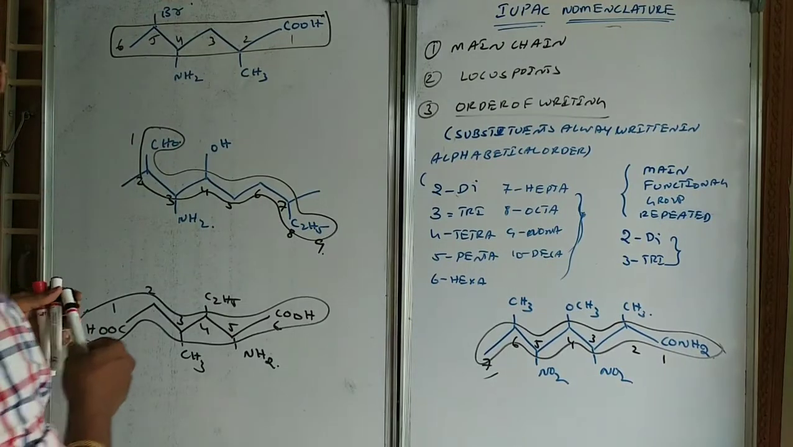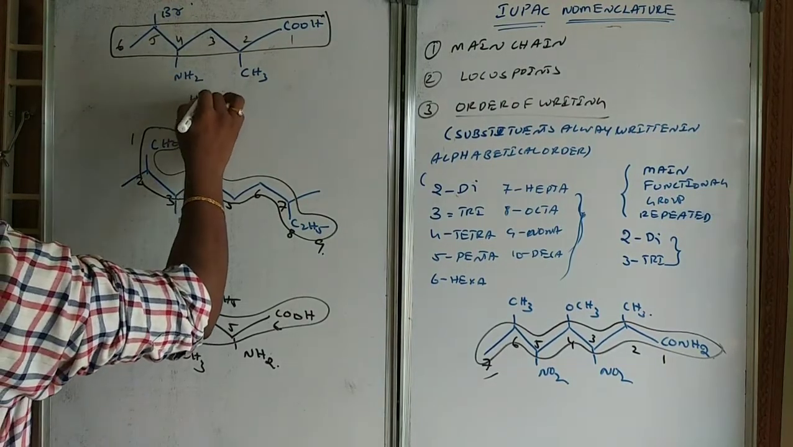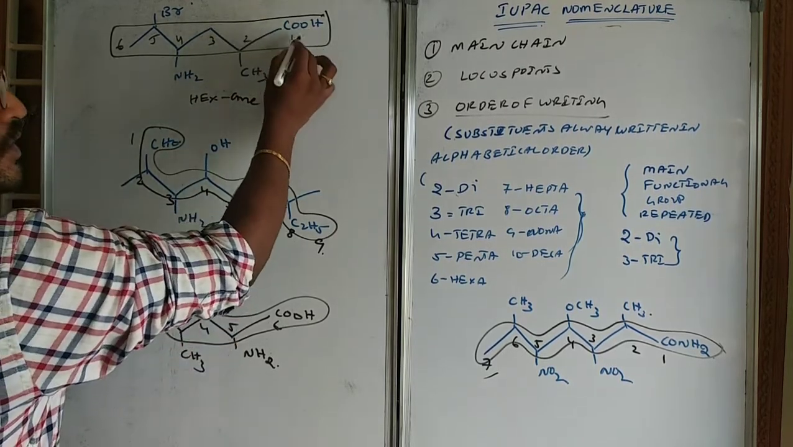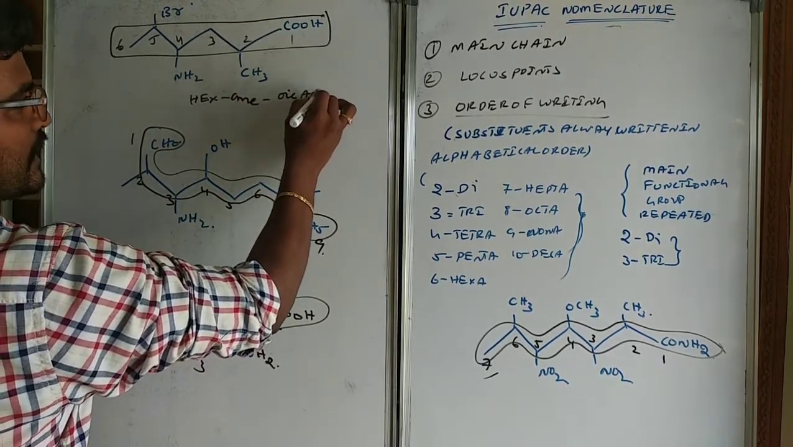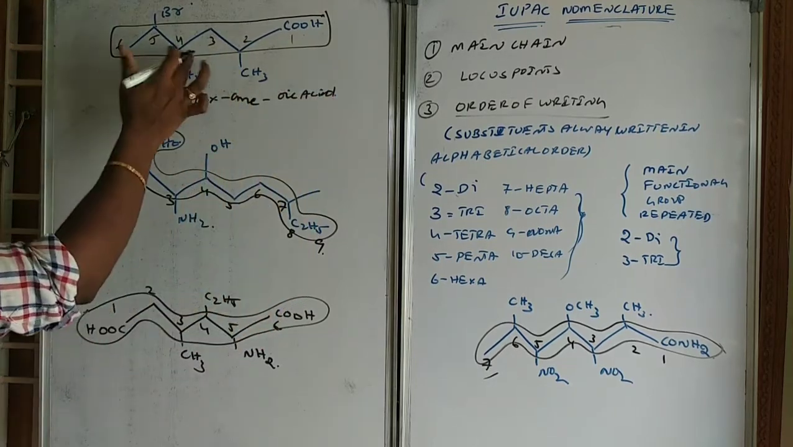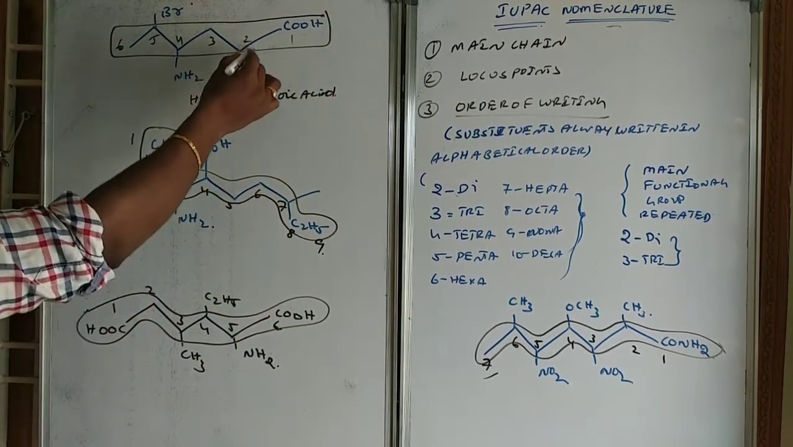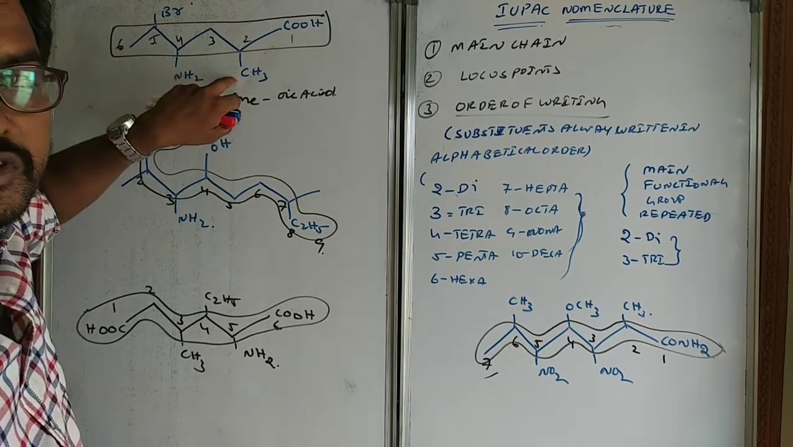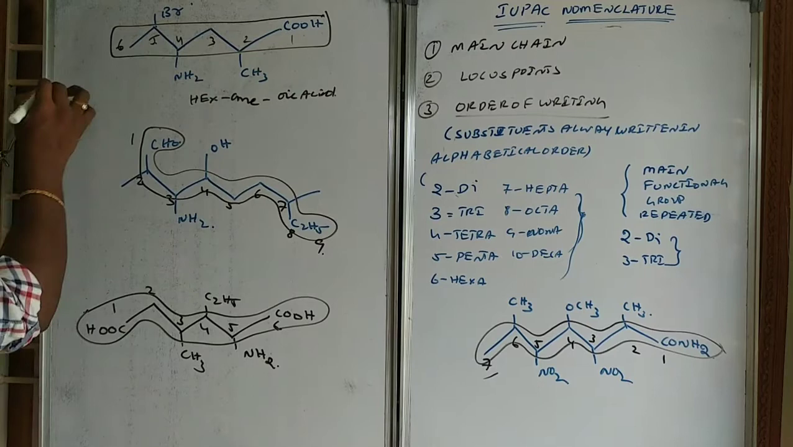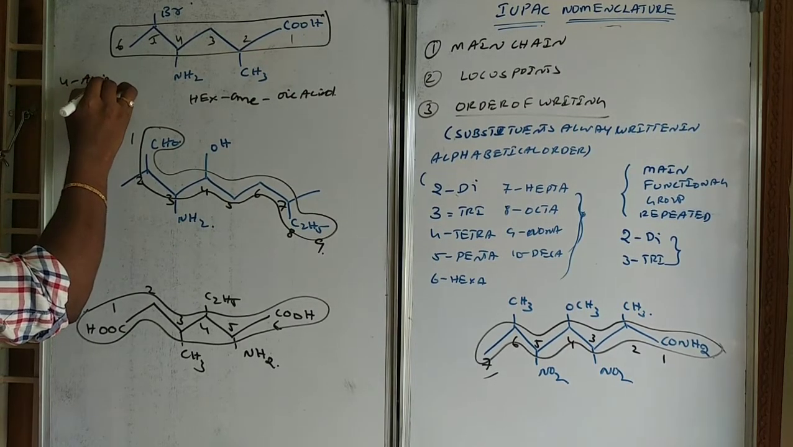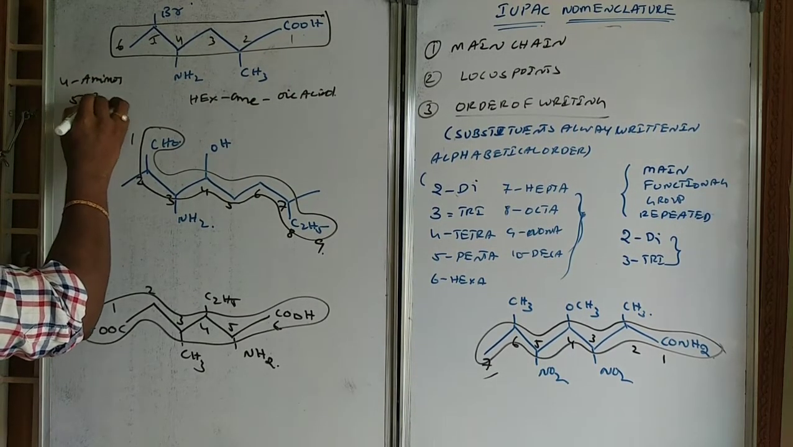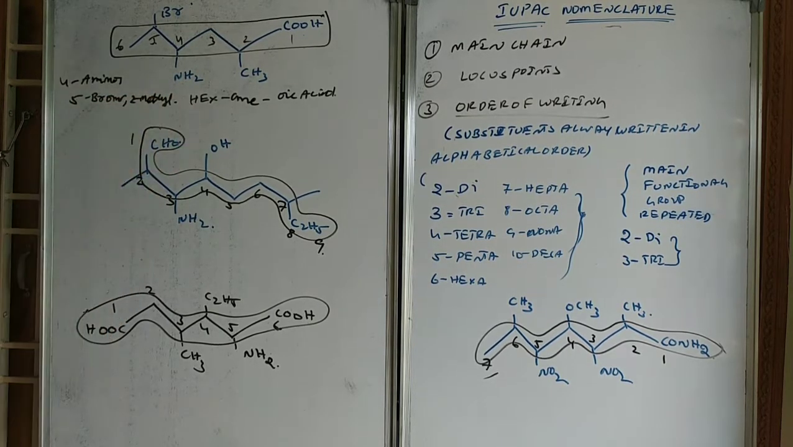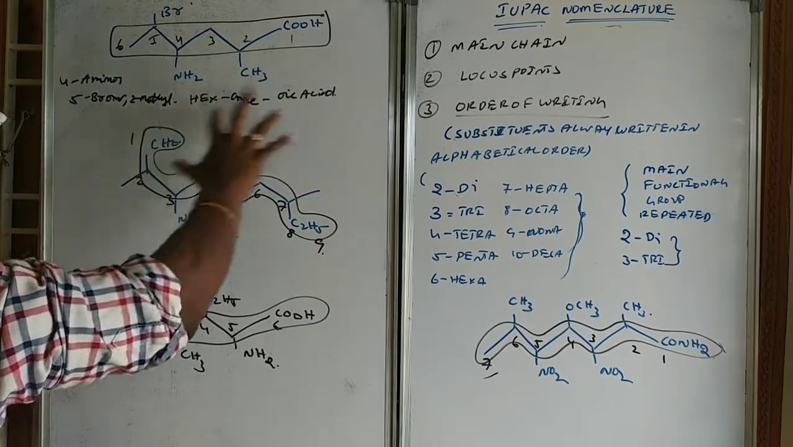Now write the names. Root word is hex. Single bonds are there, so an. Carboxylic acid is there, so oic acid. There is no cyclo, only substituents are there: 2-methyl, 4-amino, 5-bromo. Amino, bromo, methyl. Which comes first in alphabetical order? Amino. So 4-amino, 5-bromo, 2-methyl will come. So completely you have to club all these things.